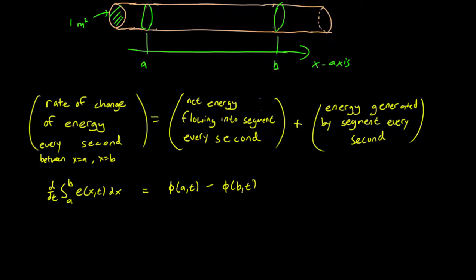In the same way, if energy is flowing left from the a boundary, phi of a, t is negative, and we want to be losing energy from the segment. And if energy is flowing left from the b boundary, then it's entering the segment, so we want that to be positive. So that's why the signs are what they are. If you don't understand that point, please take a moment, pause the video, and think about it a little bit.